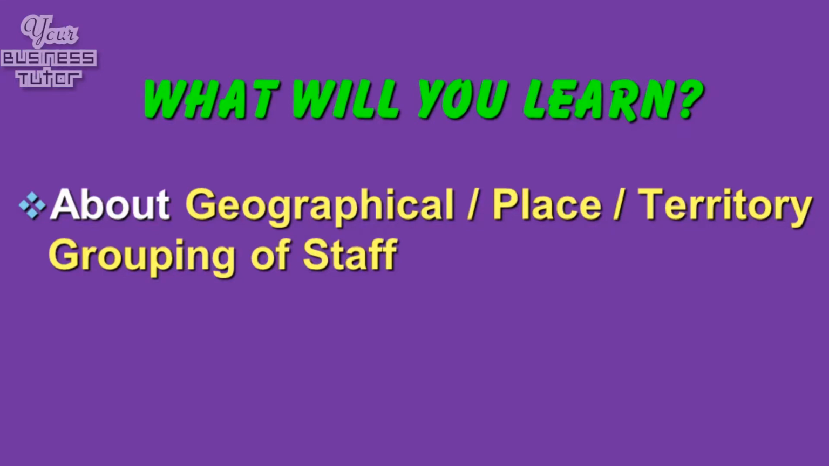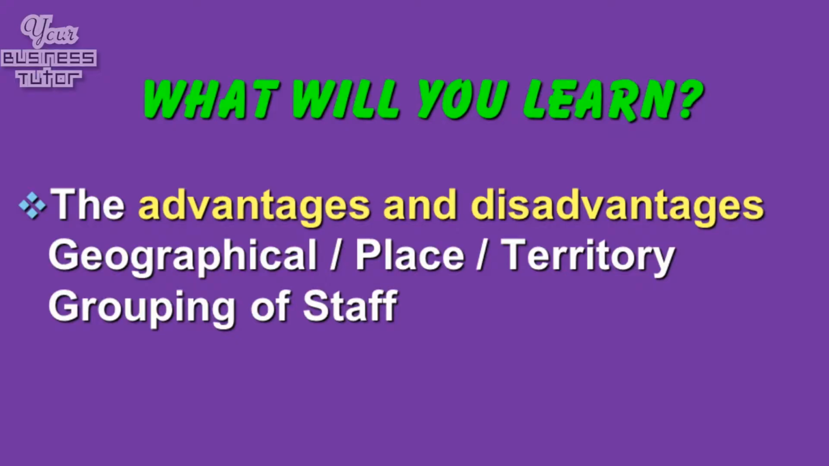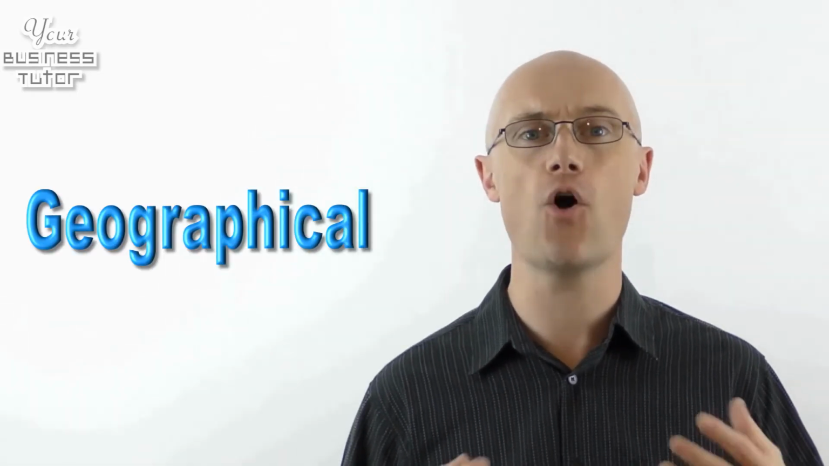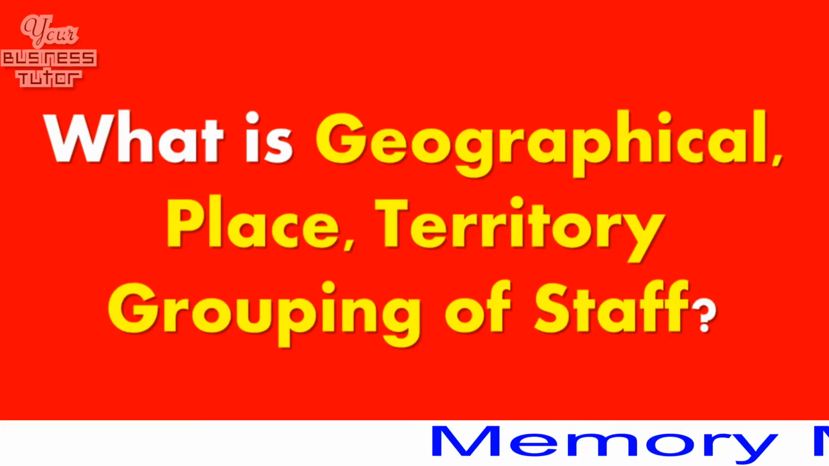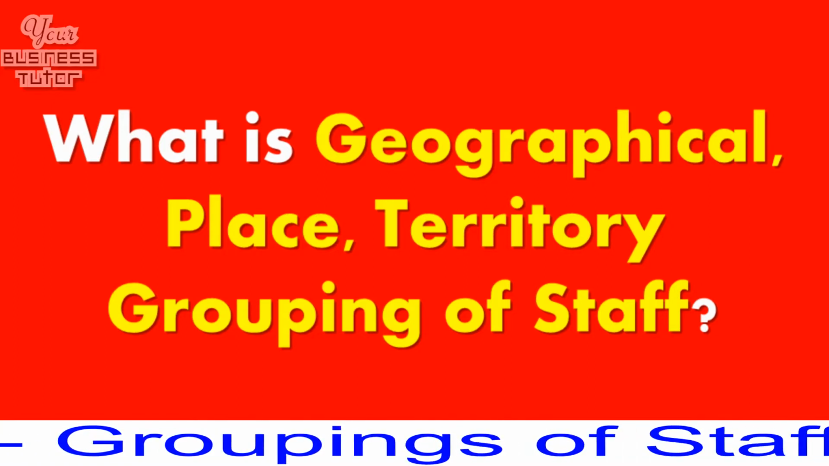So what are we going to learn in today's presentation? Well, first of all, we're going to find out what geographical, place and territory grouping of staff is, and then we're going to identify the advantages and disadvantages of geographical, place or territory grouping of staff. As you will already have noted, geographical, place and territory are interchangeable terms. However, for the ease of explanation in this presentation, we are going to use the term geographical to represent all three. So with that clarification, let's ask our first question, which is, what is geographical grouping of staff?